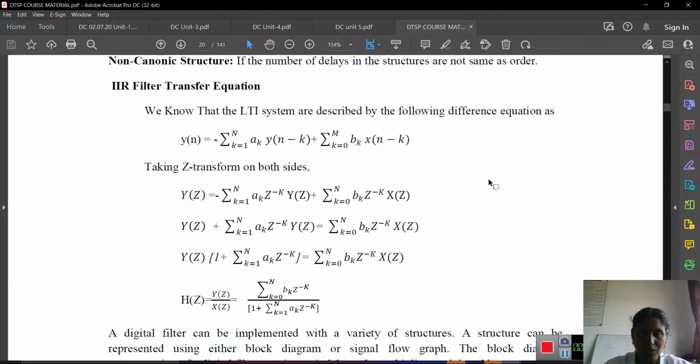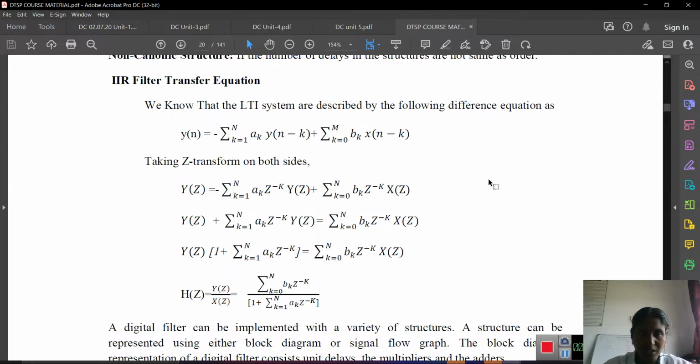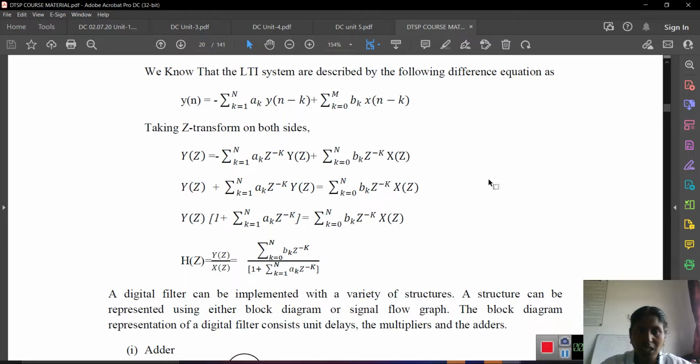IIR filter transfer function. We know that LTI systems are described by the following difference equation: y of n equals minus summation k equal to 1 to n, ak y of n minus k, plus summation k equal to 0 to m, bk x of n minus k. Taking the z transform on both sides, Y of z equals minus summation k equal to 1 to n, ak z power minus k into Y of z, plus summation k equal to 0 to m, bk z power minus k X of z.